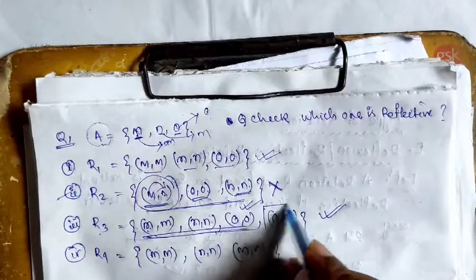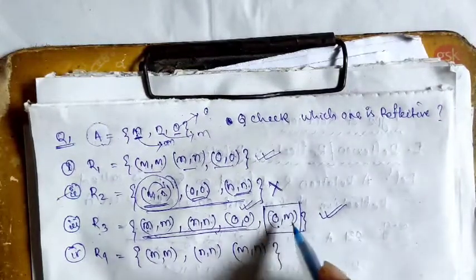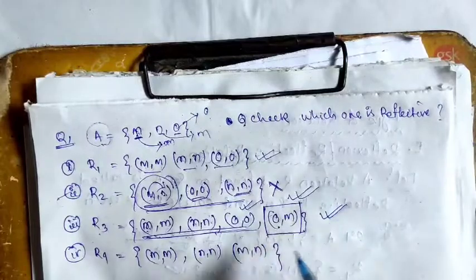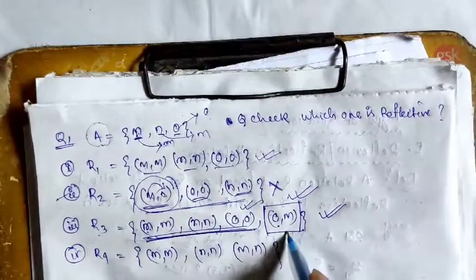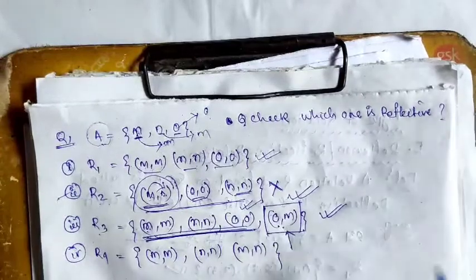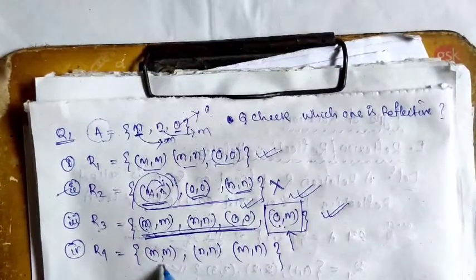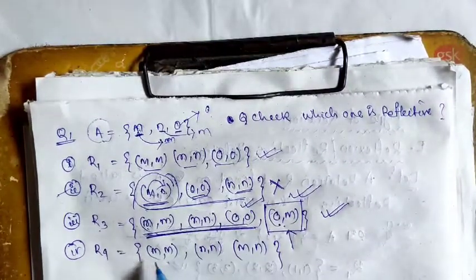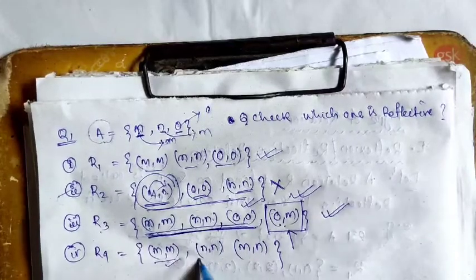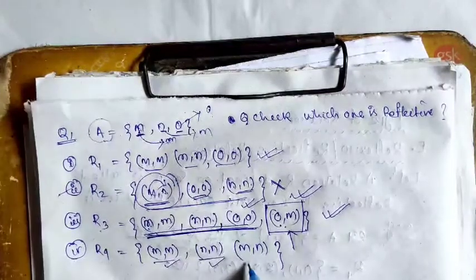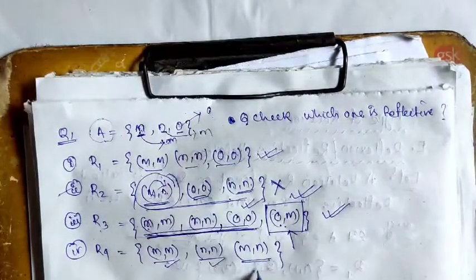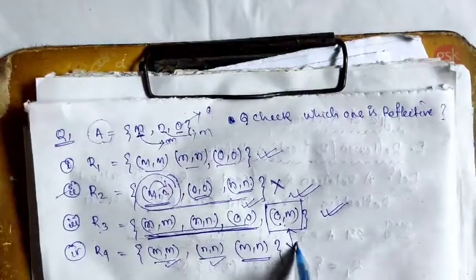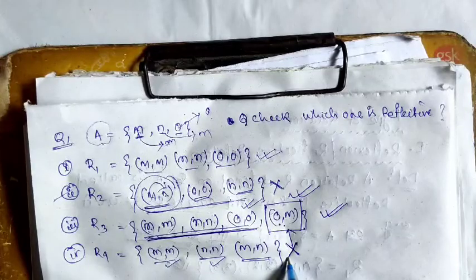Here we do not consider this other ordered pair because the necessary condition is satisfied. So we will not look into this ordered pair. Okay. In question 4, we check the ordered pairs. One ordered pair is present, another is present, but the necessary ordered pair is missing. So it is not a reflective one.